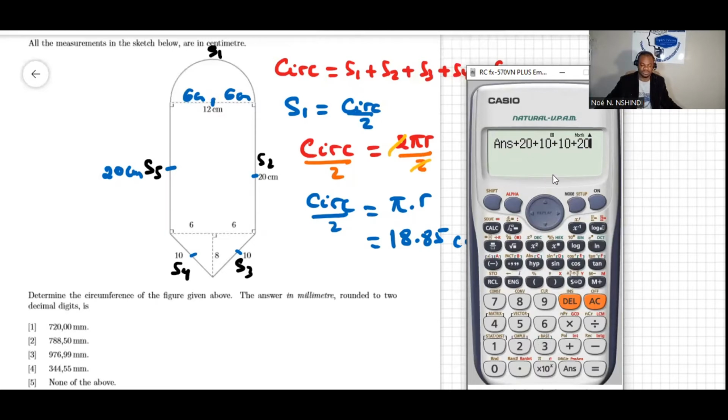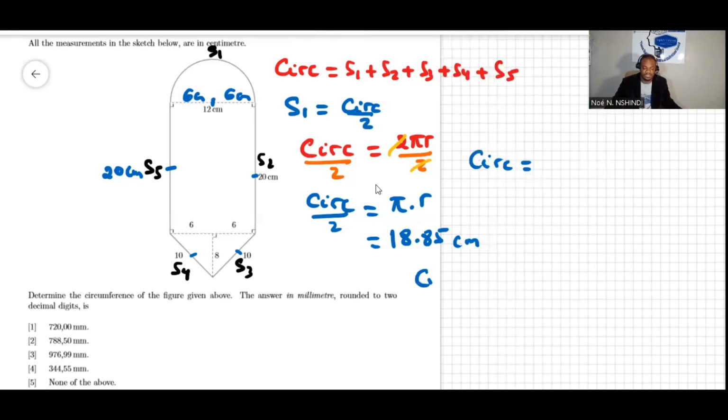Now this would be equal to that when we hit equal, and that makes 78.85. Okay, so the circumference of the shape is equal to 78.85.